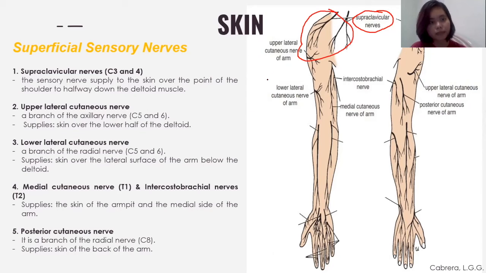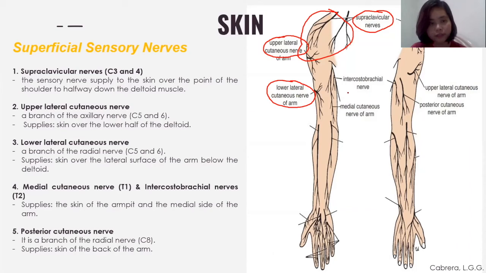And second is the upper lateral cutaneous nerve. It is a branch of the axillary nerve, C5 and 6, and it supplies the skin over the lower half of the deltoid muscle. Third one is the lower lateral cutaneous nerve of the arm, which is a branch of the radial nerve, and it supplies the skin over the lateral surface of the arm below the deltoid muscle.